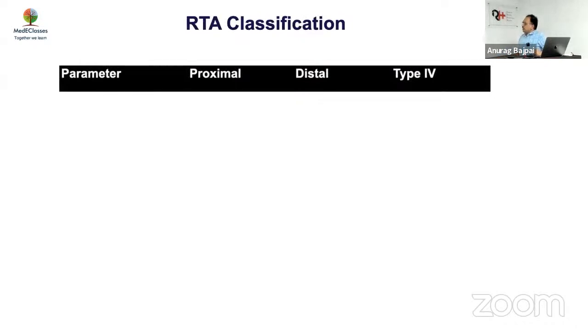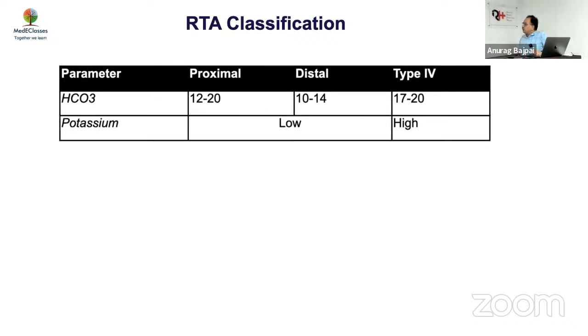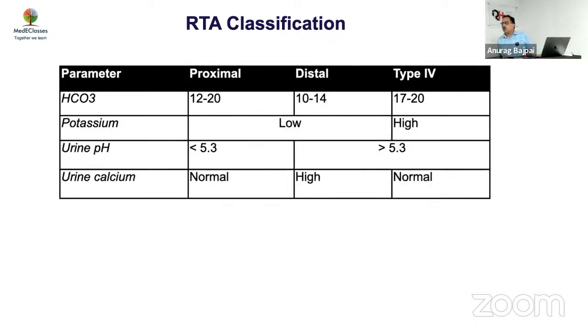So now if we summarize, you have a bicarb which is on the high normal side, 12 to 20, not very low. Your potassium is low. Urinary pH is less than 5.3. And urinary calcium is normal to high. It is usually proximal RTA.